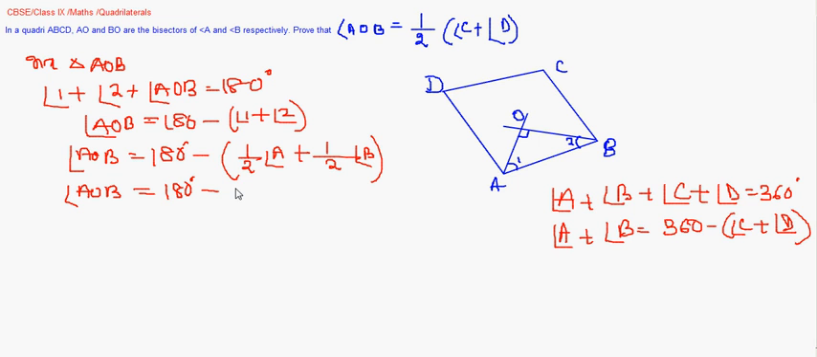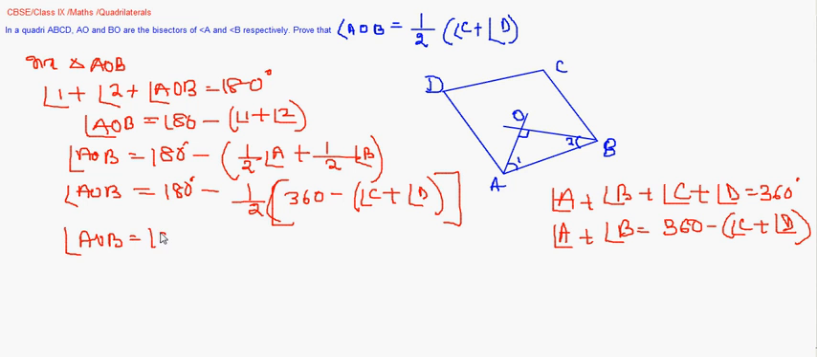So if I can take this half out as common, angle A plus angle B is left. That can be written as 360 minus angle C plus angle D. Removing the bracket will give us 180 minus half into 360, that is also 180, plus half angle C plus angle D.